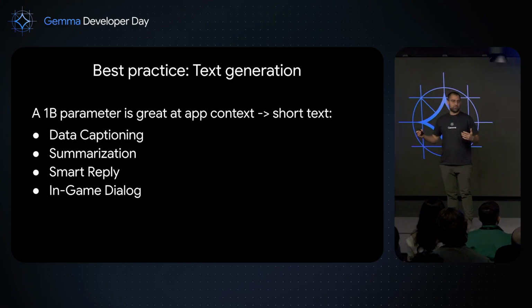All right, so we said you can drive the UI. What else can you do with Gemma in your app? Text generation. Seems a little cliche, but in particular, when you take app context and you turn that into generation, it becomes really powerful. We're going to go through a couple examples. There's many, many more. The first is data captioning.